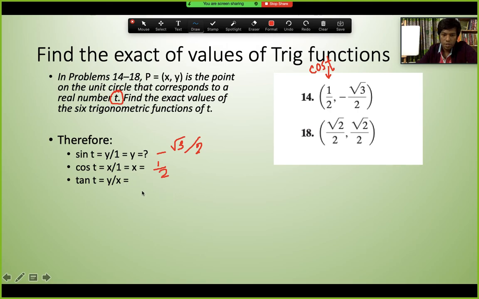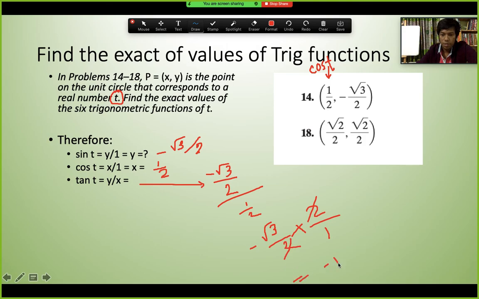If we do minus root 3 divided by 2, divided by 1 by 2, then we can do some simplification. Root 3 divided by 2, then 2 goes up, 1 comes down, and these cancel out, so ultimately we have minus root 3. So tan theta equals minus root 3, because tan theta means y by x. Y is this and x is this.